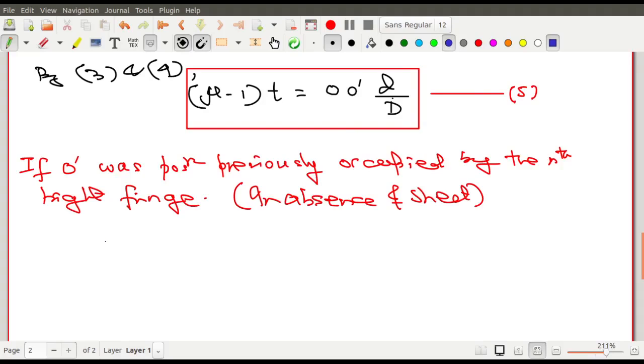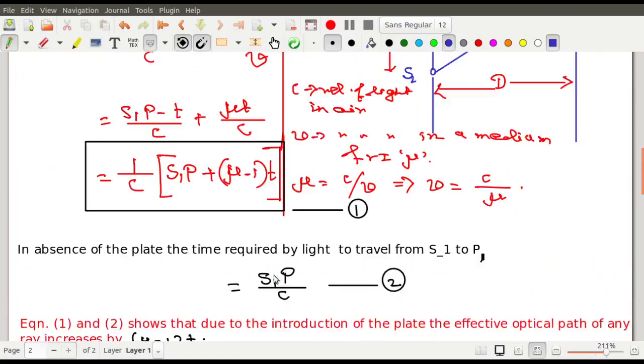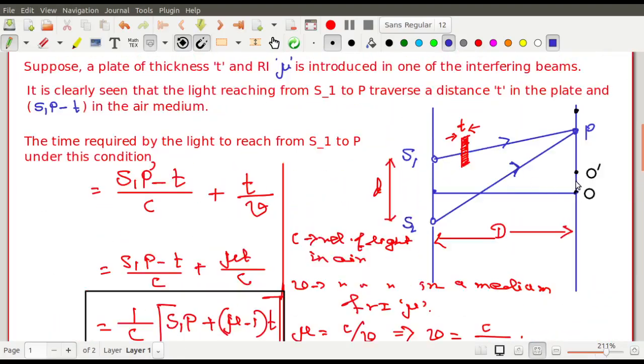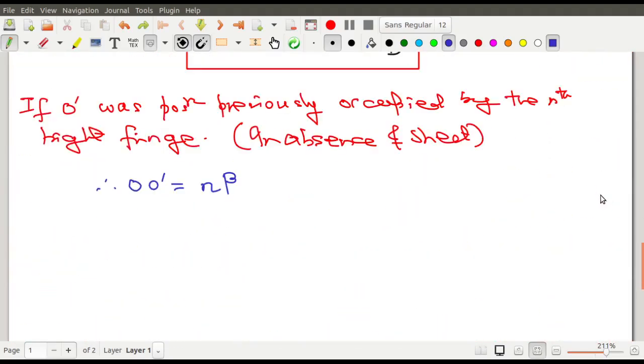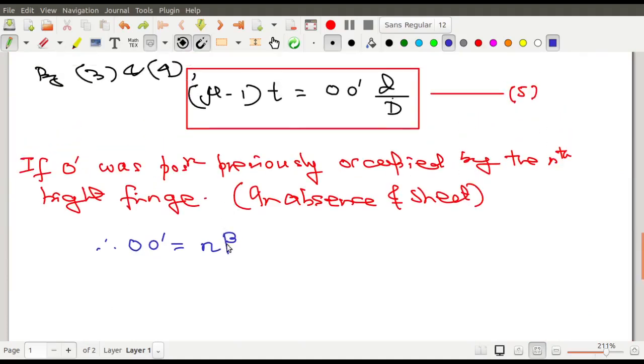তাহলে আমি কি লিখতে পারি? So therefore O dash, এটাকে কি আমি লিখতে পারি? nth bright fringe is n beta. সেন্টার থেকে বিটা মুভ করলে ফার্স্ট ব্রাইট ফ্রিঞ্জ, from the center if I move by beta amount then I get the first bright fringe. আবার বিটা amount মুভ করলে the second bright fringe and so on. আমি বলছি O dash was the position of the nth bright fringe, তাহলে O dash কে আমরা নিশ্চয়ই n beta লিখতে পারি, we can definitely write it to be n beta over there.